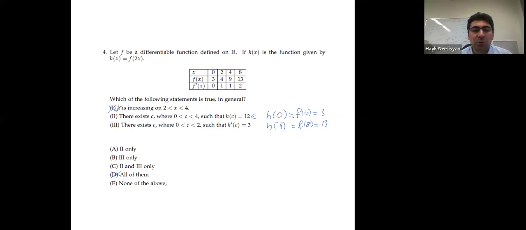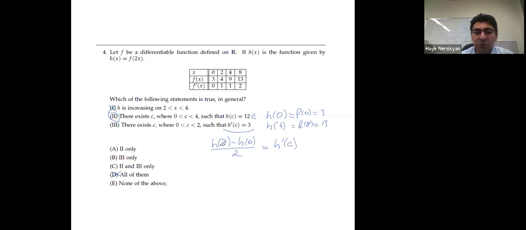What about number 3? Is statement number 3 also true or not? So number 3 statement is a bit different. It is about the derivative of our function. So now we have something similar to the mean value theorem. And if we think of the mean value theorem for the interval 0 to 2, h(2) minus h(0) divided by 2 equals h prime at some point c.